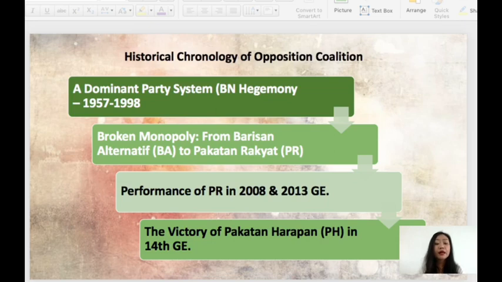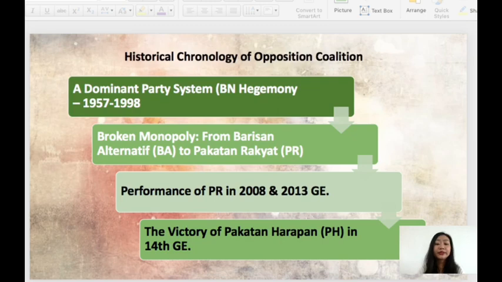The first PR or Pakatan Rakyat convention was held in 2009 in Shah Alam and the second was held in Penang in 2010. Pakatan Rakyat had no organization but appointed Saifuddin Sidek as Pakatan Rakyat secretary. The coalition was formed among the opposition parties in Malaysia such as PKR, Keadilan, DAP and PAS to break down Barisan Nasional. Yeah. Okay, the third period, which is the performance of Pakatan Rakyat in 2008 and 2013 general elections.